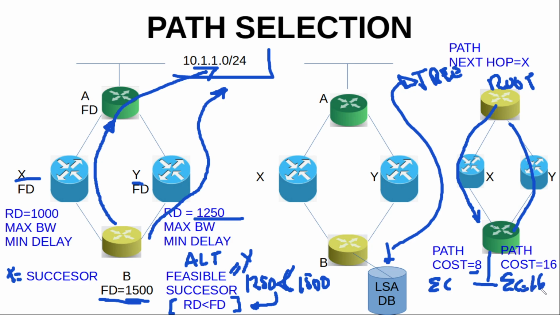In this case, this path wins and this metric is placed into the routing table because this is the best, given this is the lower path cost to reach this destination.